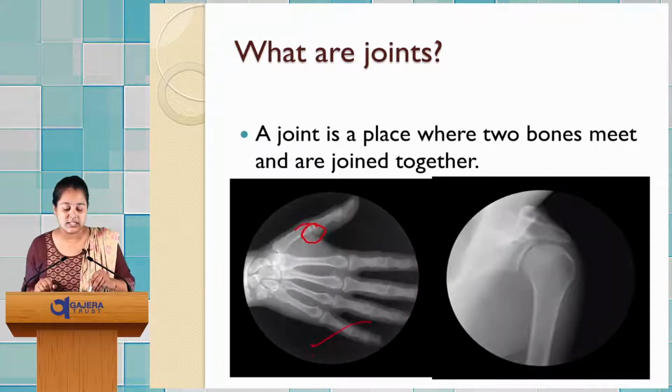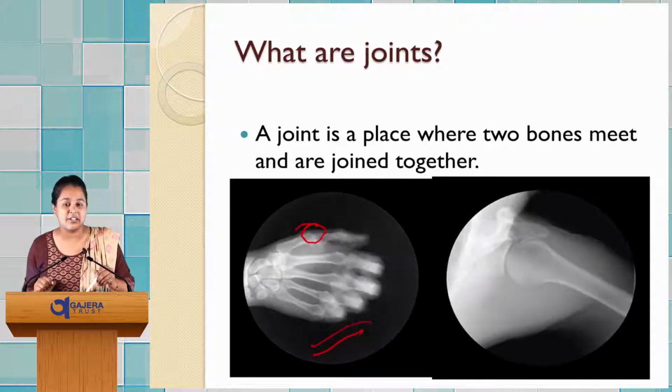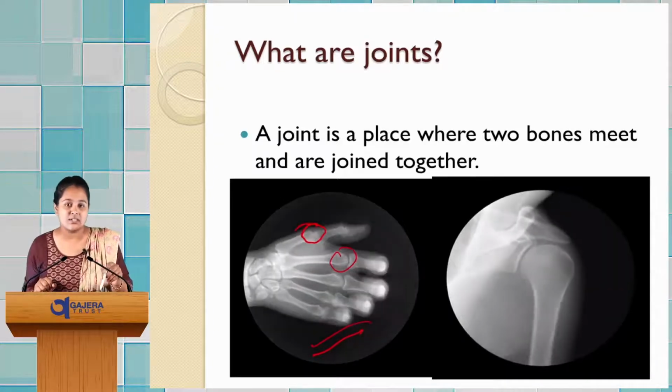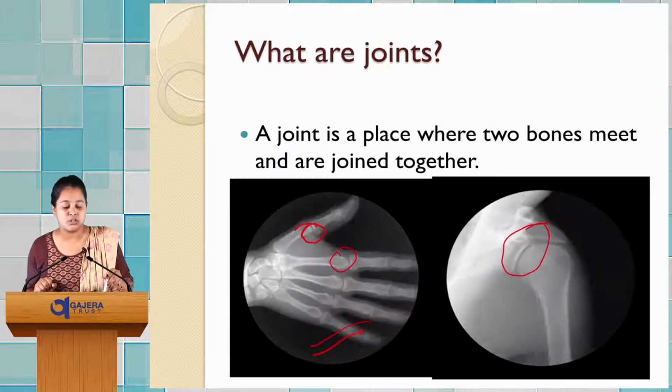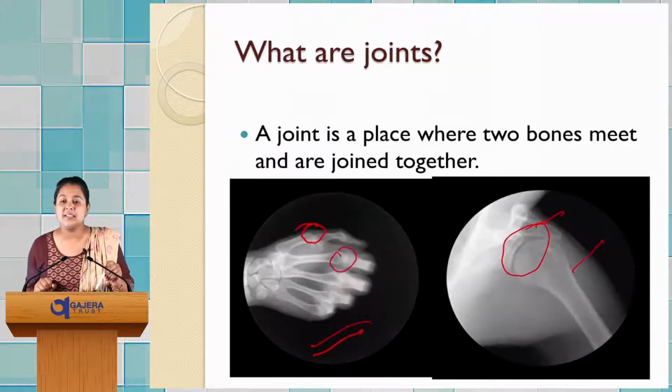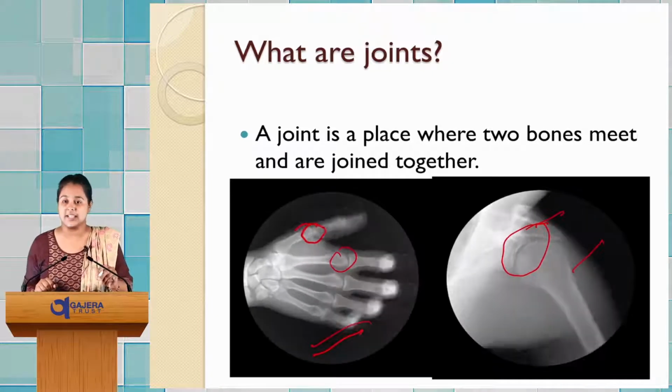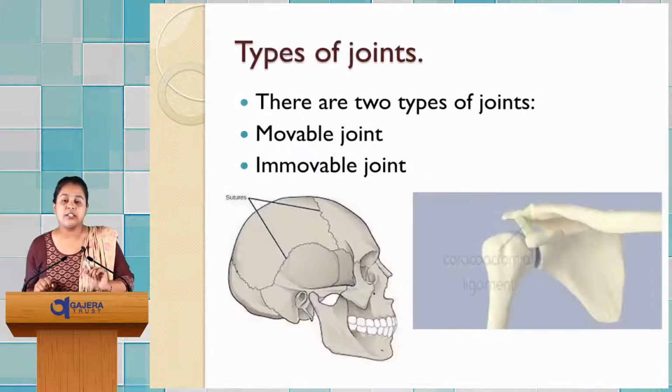This over here is an image or an x-ray of a hand where we can see multiple joints, and this over here is an image of a shoulder where we can see the two bones, the shoulder blade and the humerus, meeting. So this is a joint. Now what are joints? We got it.